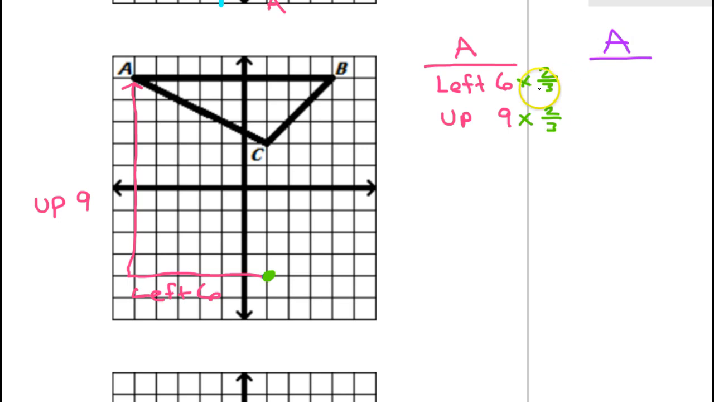So if I do 6 times 2/3, remember that this is really 6 over 1. 6 times 2 is 12, divided by 3 is 4. So this will be left 4. 9 times 2 is 18, divided by 3 is 6. So this will be up 6. So left 4, up 6. Okay, so that's how you get to A prime.